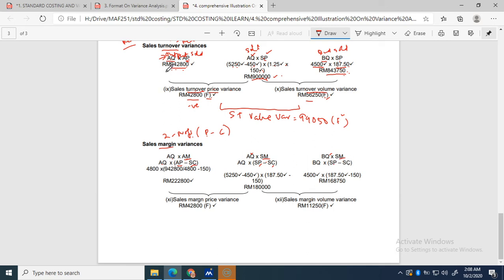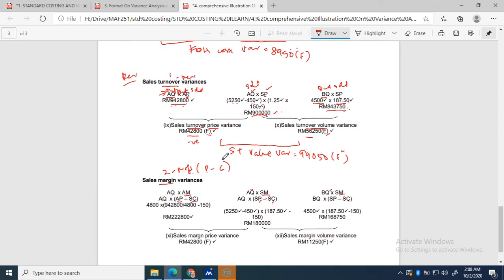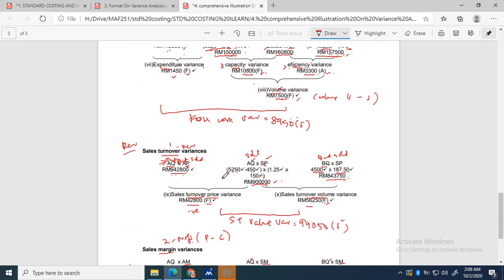The quantity sold, as usual: how many units of actual quantity sold? Actual quantity sold is the production just now, actual production minus the closing stock. So 5,250 minus 450, you get 4,800 units sold. Start with the actual price minus standard cost. How to get the actual price? Actual price is not given.